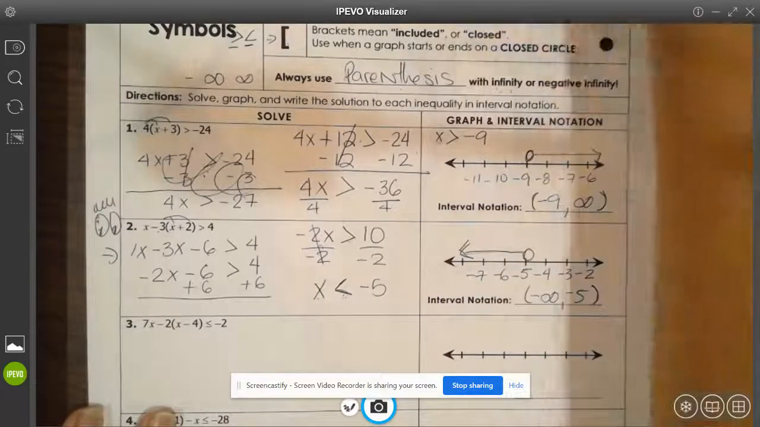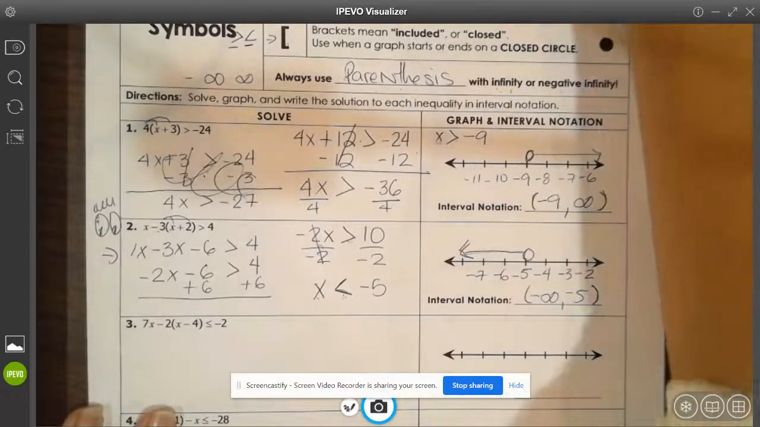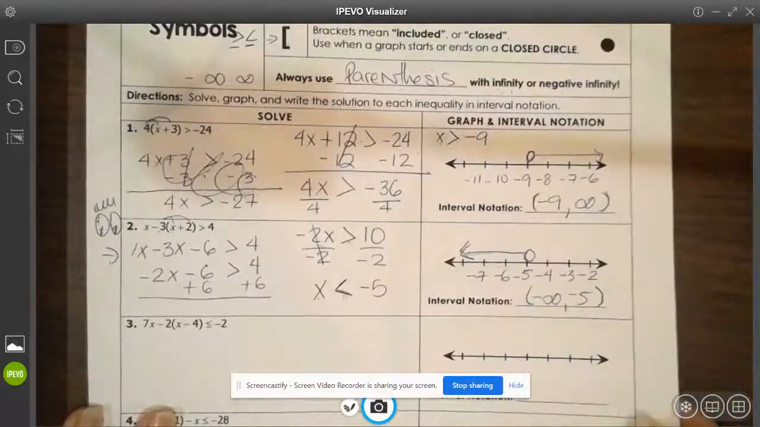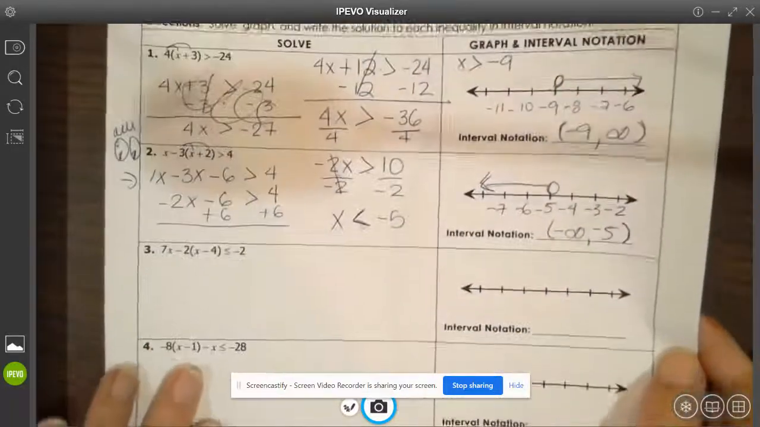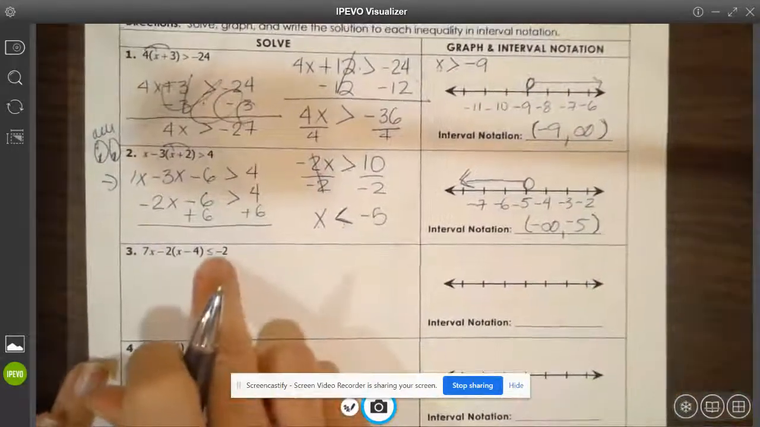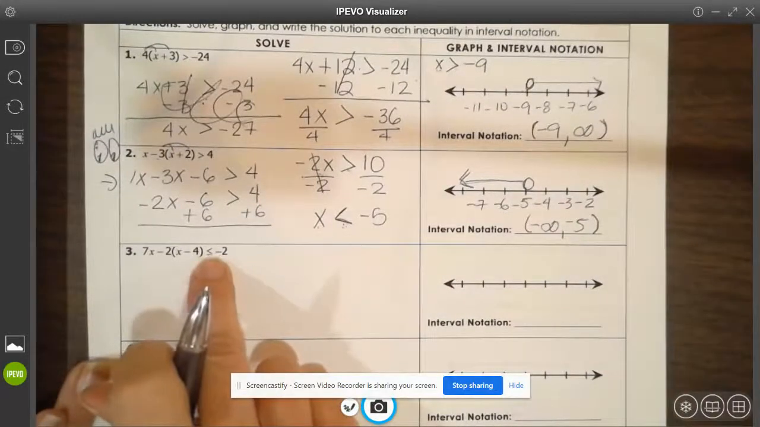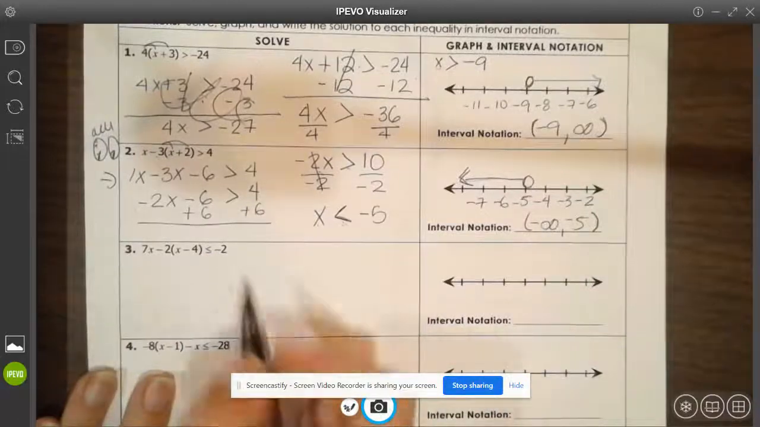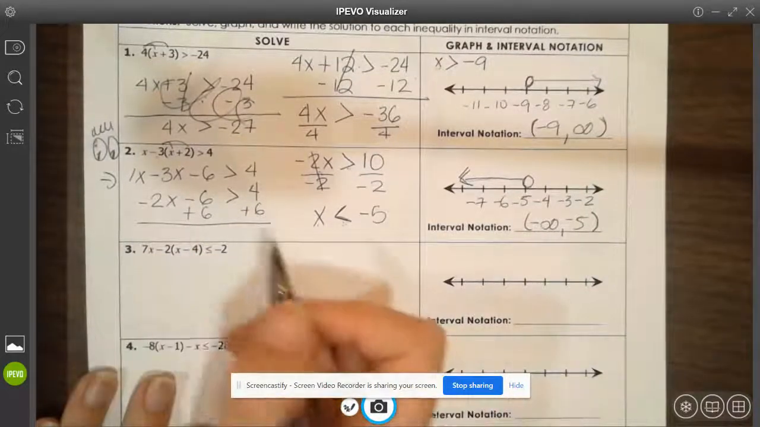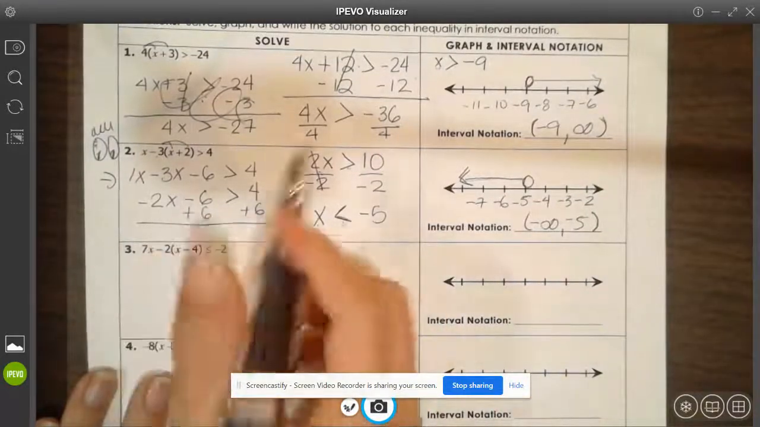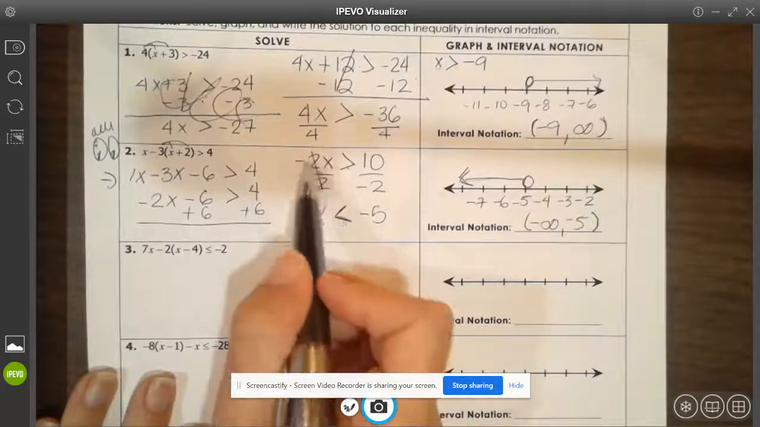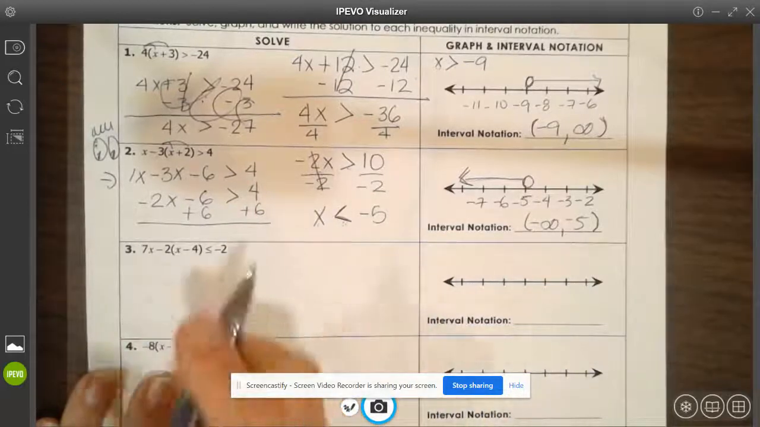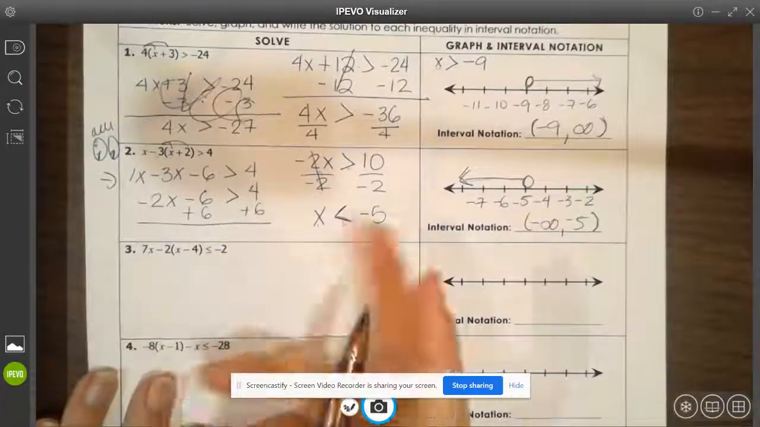Okay. All right. Let's do one with an equal sign. Yep, there we go. Right here, this one has a less than or equal symbol. So let's do this one. The first thing is to solve the inequality as we do always. Just remember that if you divide by a negative number, you have to switch the symbol to the other side.